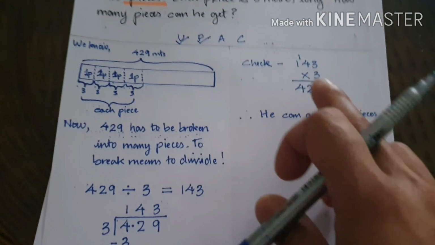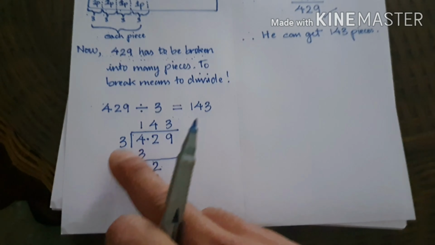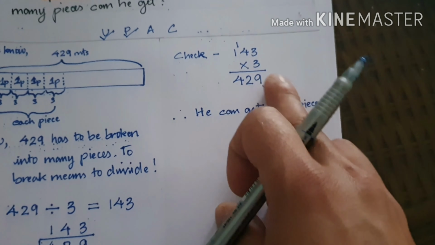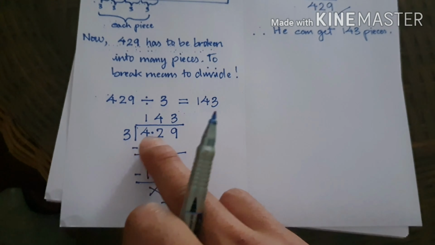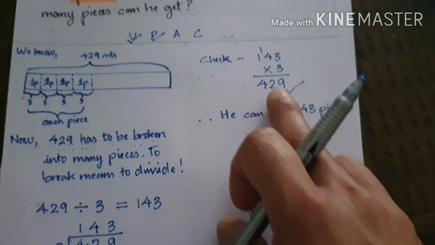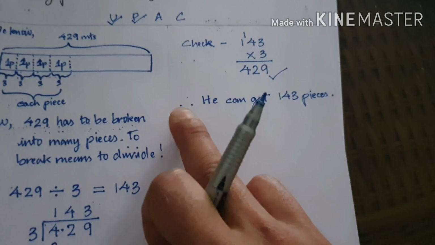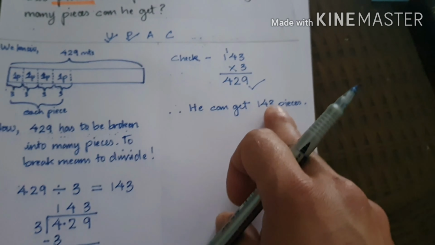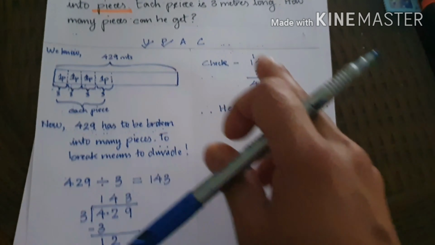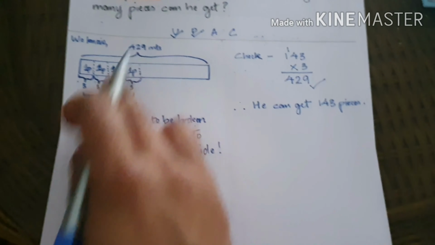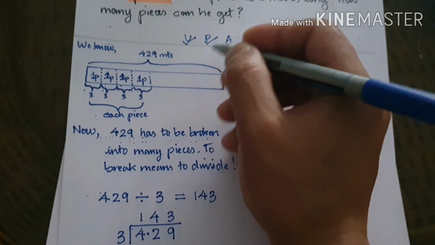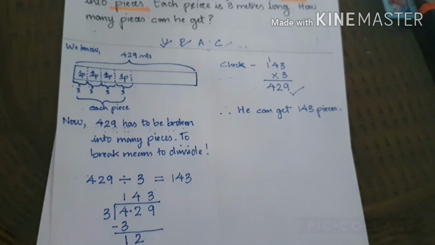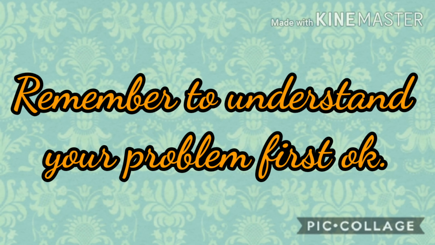Alright, then I need to check. I will check by multiplying the divisor and the quotient and seeing whether I get the dividend, whether I get the whole length of that wire. And I did get it, so it is correct. So therefore, I've written he can get 143 pieces. So I've done the answering, that's how I've calculated, and then I've checked it and gave my answer.